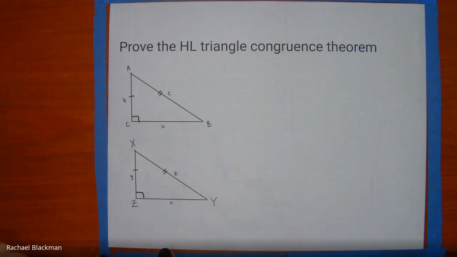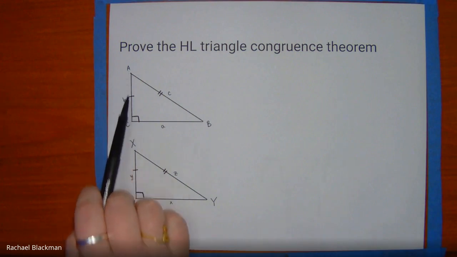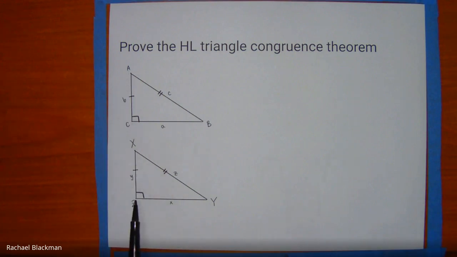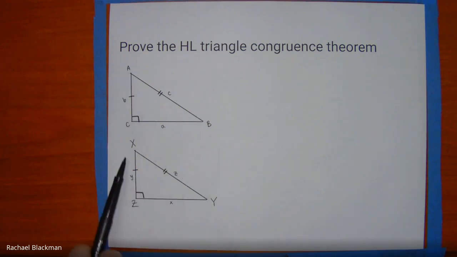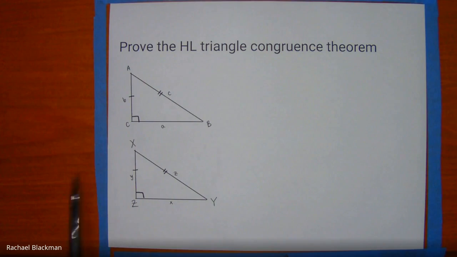So hopefully you have some sort of picture here somewhere in your notes from yesterday. Maybe you want to say, this is a proof of hypotenuse leg. And again, we can see we have segment AC and segment XZ being congruent. We have AB, that hypotenuse, and XY being congruent. Again, if we are trying to prove HL, we can't just use HL here and say, all right, done, good to go.